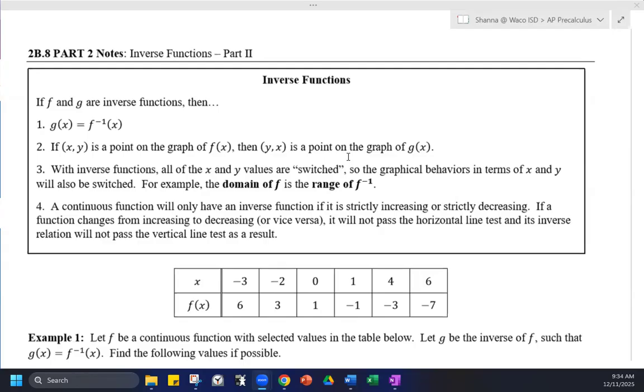Okay. And a continuous function will only have an inverse function if it is strictly increasing or strictly decreasing. Meaning that I have set a restriction so that the original function passes the horizontal line test, right? Therefore, I'm not repeating any x values and there are no repeating y values. That's why those restrictions exist. Okay. So those are things that must be true.